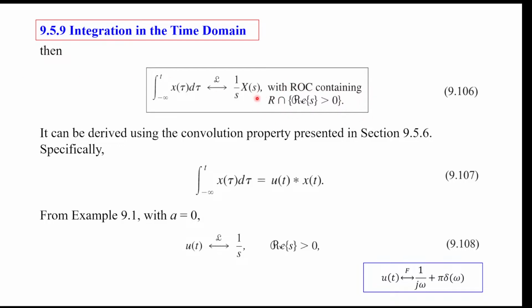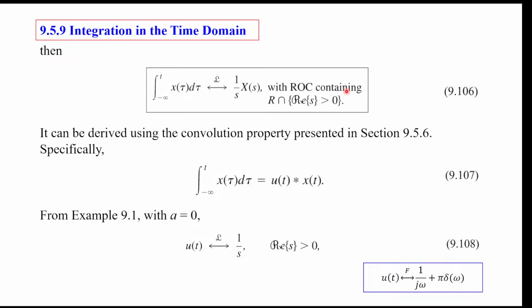So the ROC is R, the original ROC of X(s), intersected with Re(s) greater than 0. And I guess there are several questions for us here. So R intersected with Re(s) greater than 0 and also containing. So it can be this intersection but also larger.